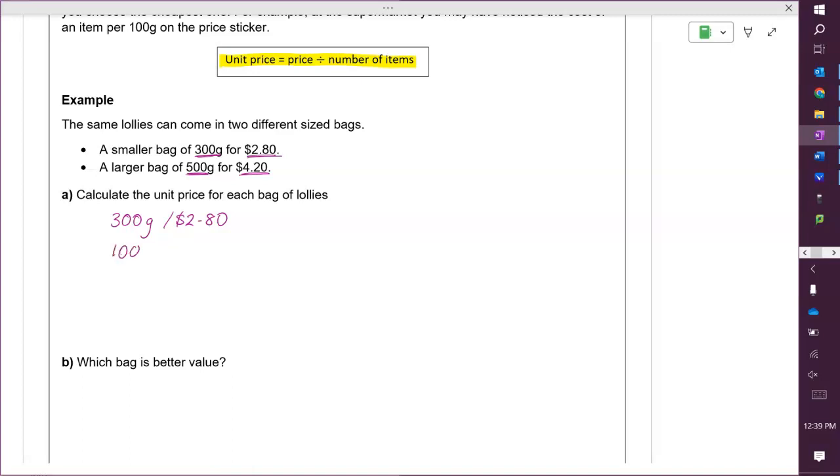So if I want to get this to 100 grams, that means I'm dividing by 3. And I'm going to do the same to this side. So $2.80 divided by 3 gives us 93 cents. So then we have our 500 gram bag. We're going to do this one exactly the same for $4.20. So I need to get it down to 100 grams. So that means I'm dividing by 5. And that tells me that for the 500 grams per 100 gram, it's 84 cents.